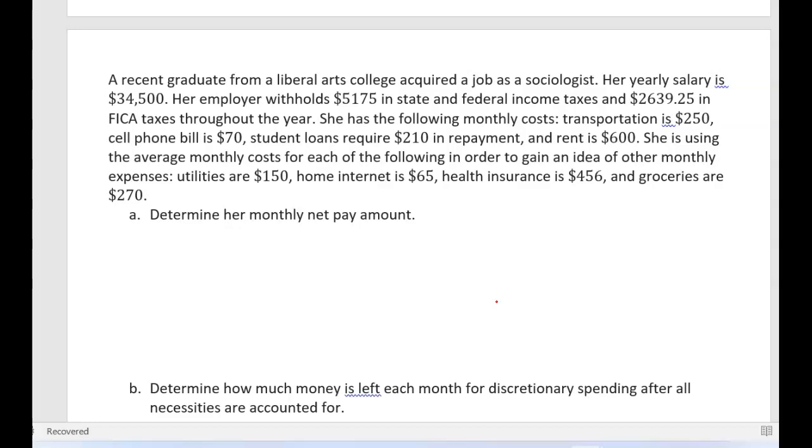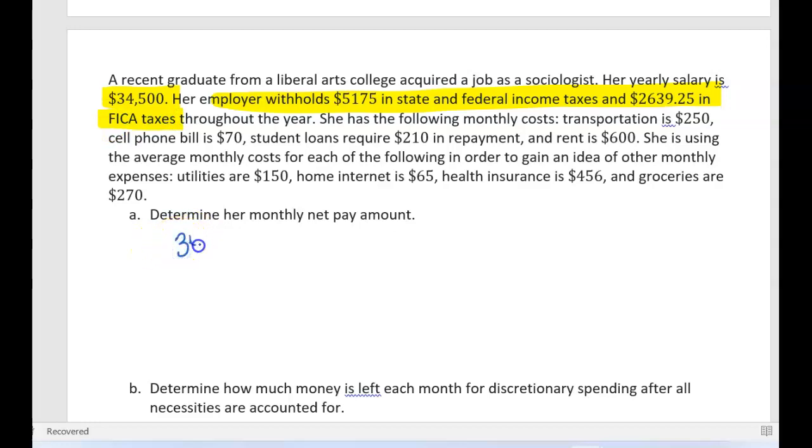Now we have two questions. Determine her monthly net pay amount. So how much money is she bringing home? So let's go back and look at the salary. We don't care right now what she's having to pay in monthly costs. We want to know how much salary is she bringing home. So we know she makes $34,500, but her employer withholds state income taxes and the FICA taxes. So we need to see what her take-home pay would be.